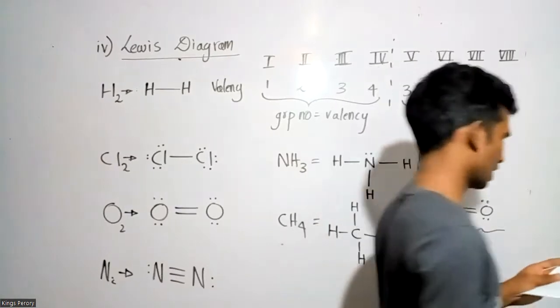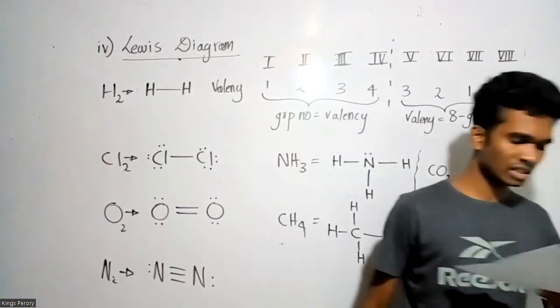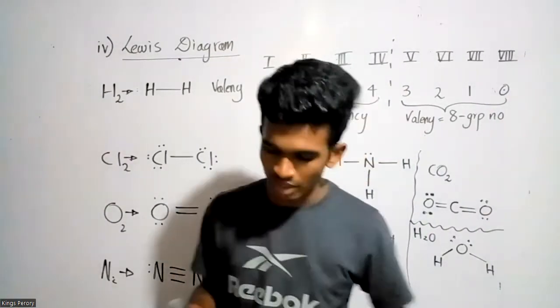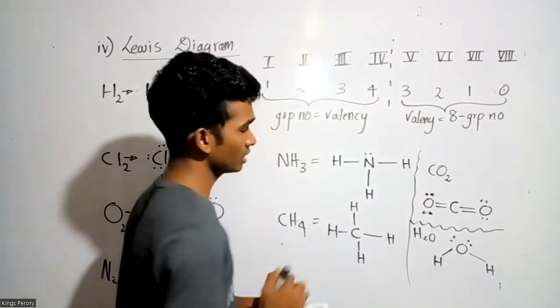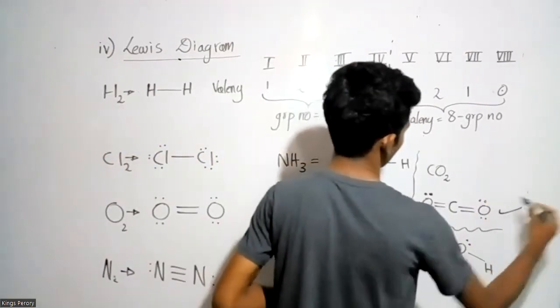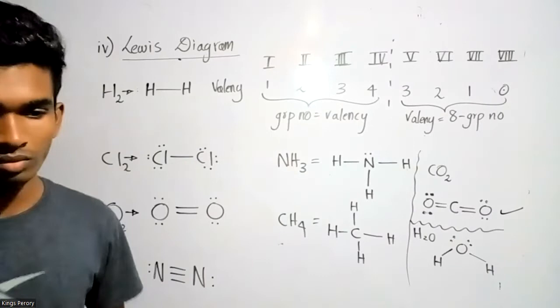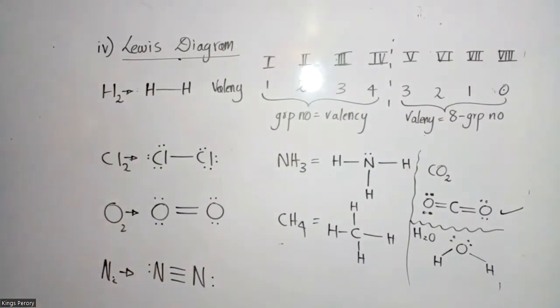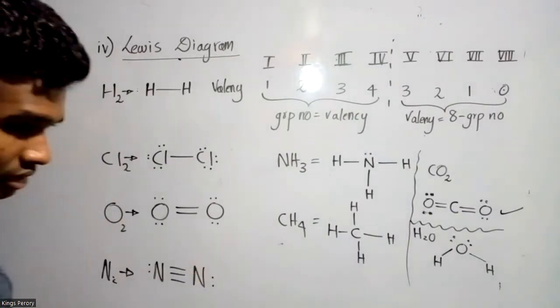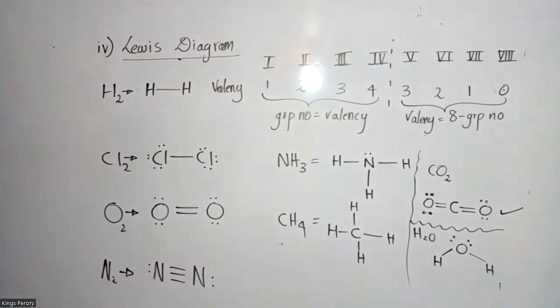In the 2017 paper, they asked the Lewis structure of carbon dioxide. Carbon dioxide Lewis structure is this. Take a screenshot or something so that I can erase it.